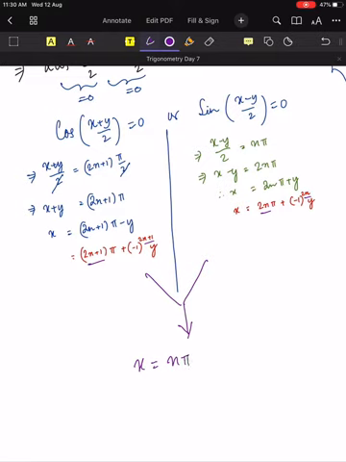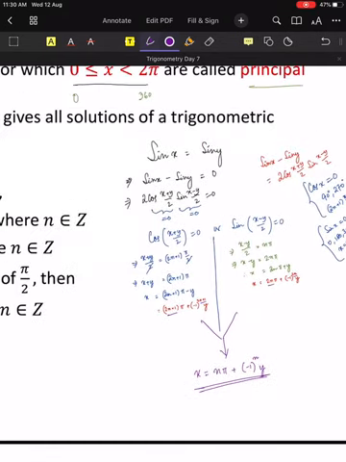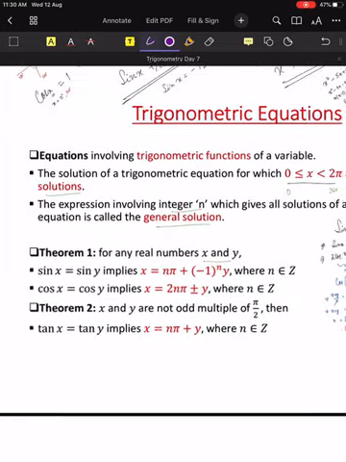N can be 1, 2, 3, 4, 5, 6, 7, like that. Okay, 0, n pi plus minus 1. Here is 2n plus 1, here is 2n. So it will be n and it will be y. So this is my general solution for sin x equal to sin y. Okay, clear? That's the general solution.